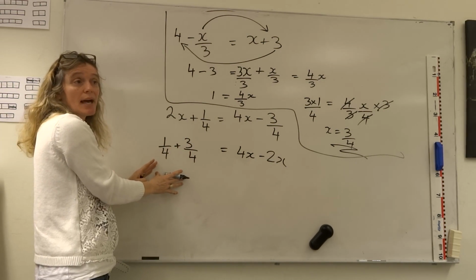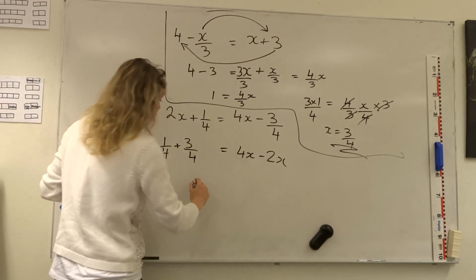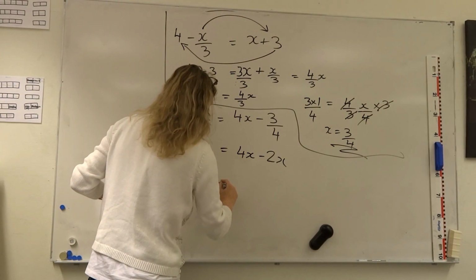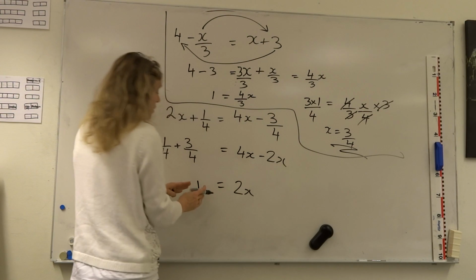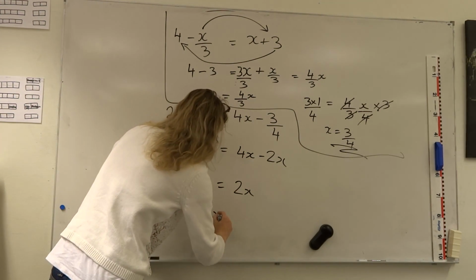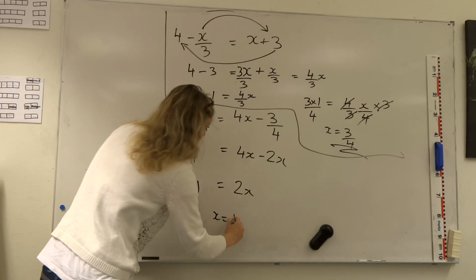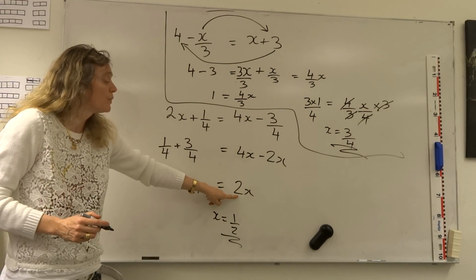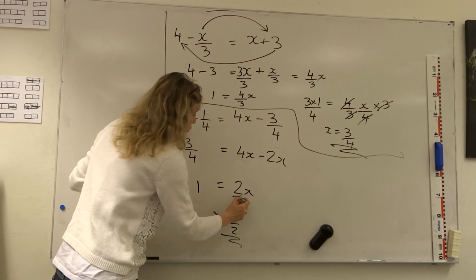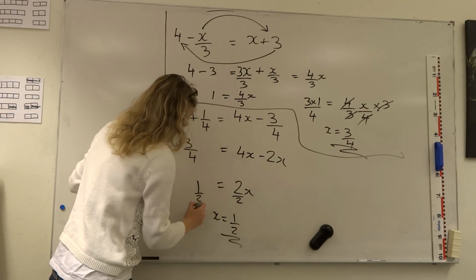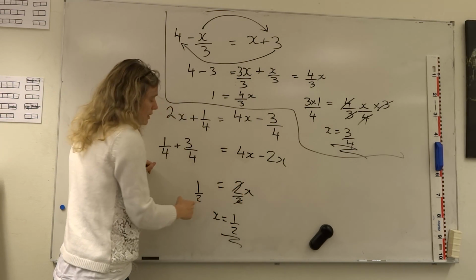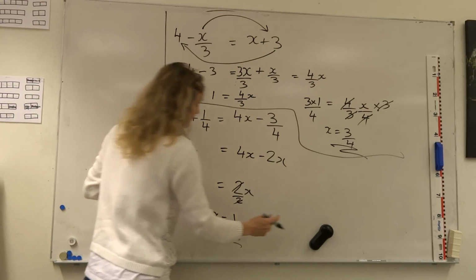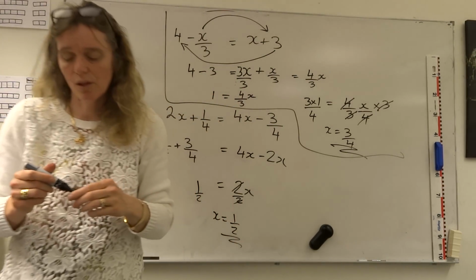This is nice and easy now, because 1/4 plus 3/4 is 1. And 4x minus 2x is 2x. So we know that 1 is 2x, so x is 1 divided by 2, 1/2. Here we had 2x, we divide both sides of the equation by 2 to get rid of the number in front of the x, giving us that x equals 1/2. Okay? So that's those two.